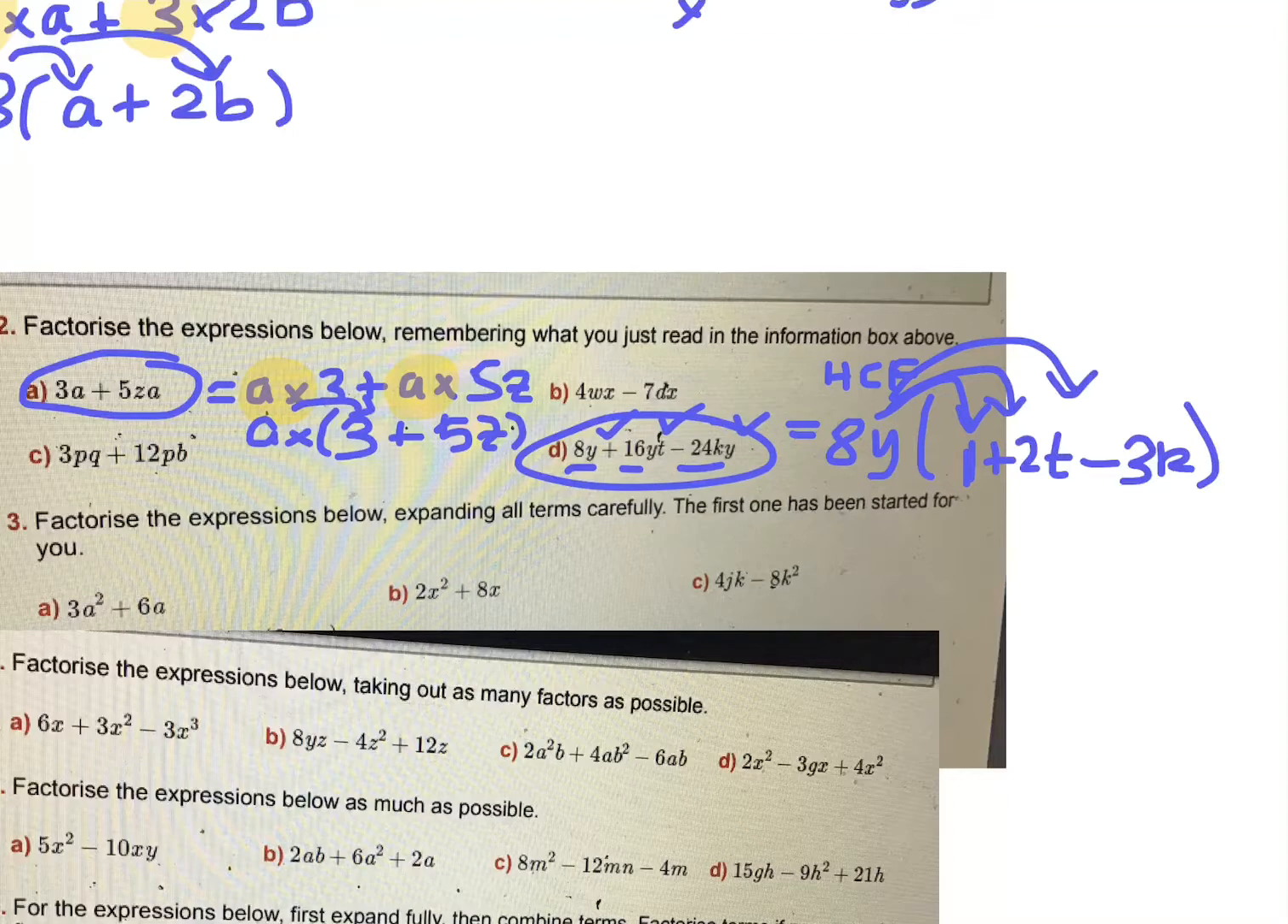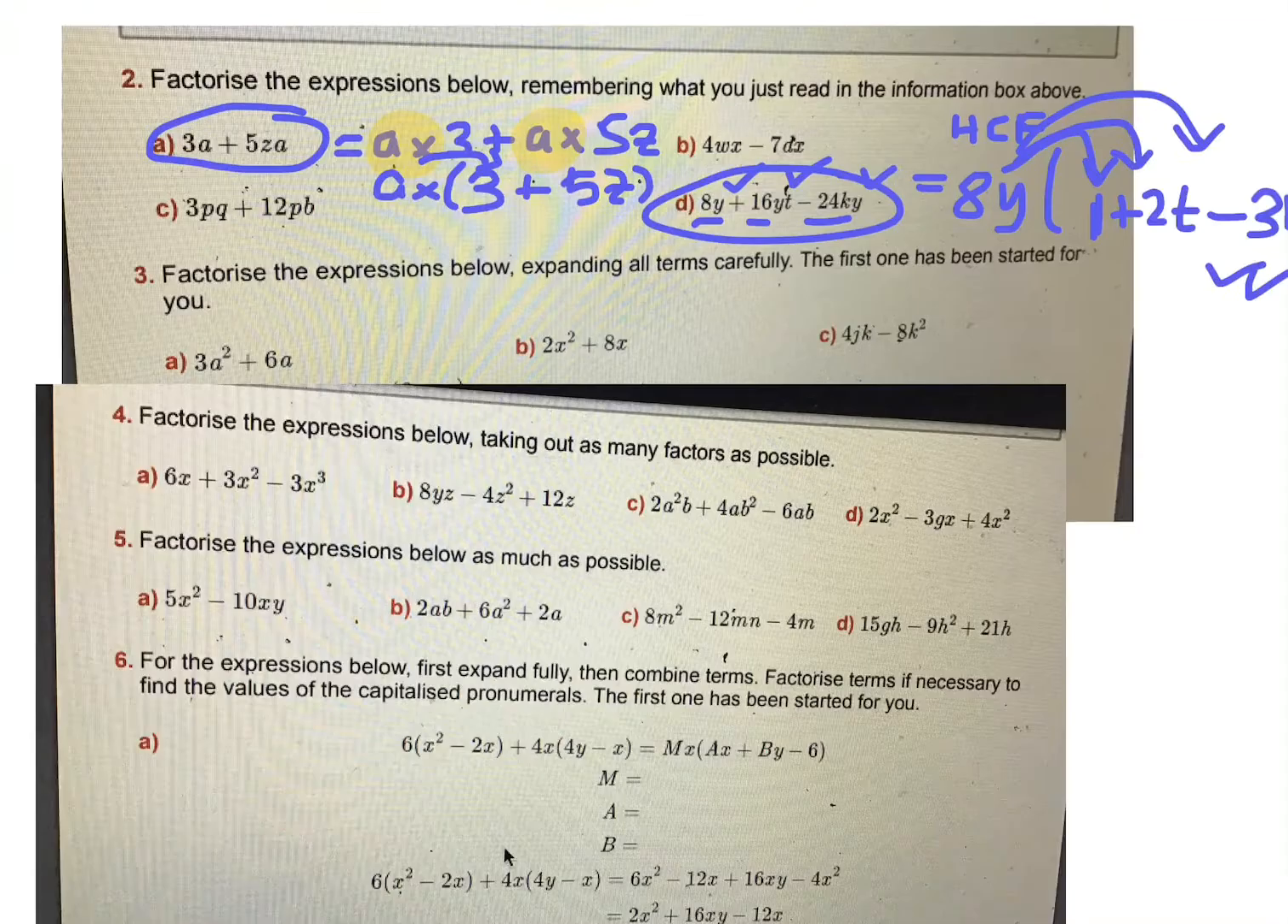And you could always check. 8y times 1 is 8y. 8y times 2t, 2 8s are 16yt. 8 times 3 is 24yk, and that's done.